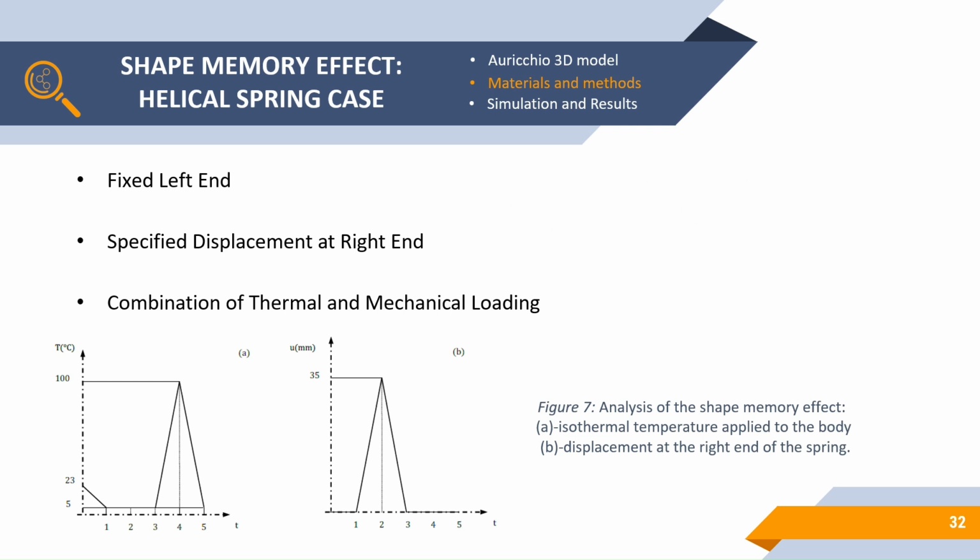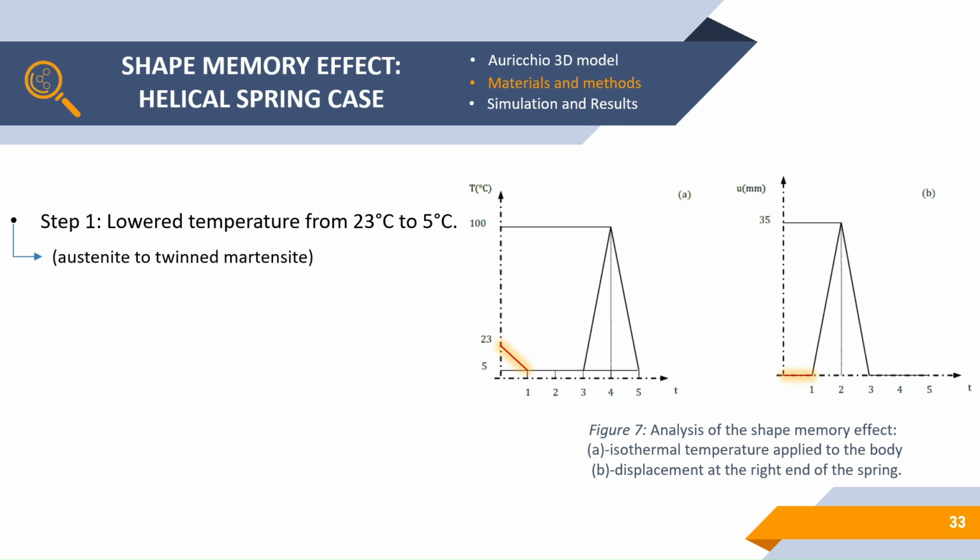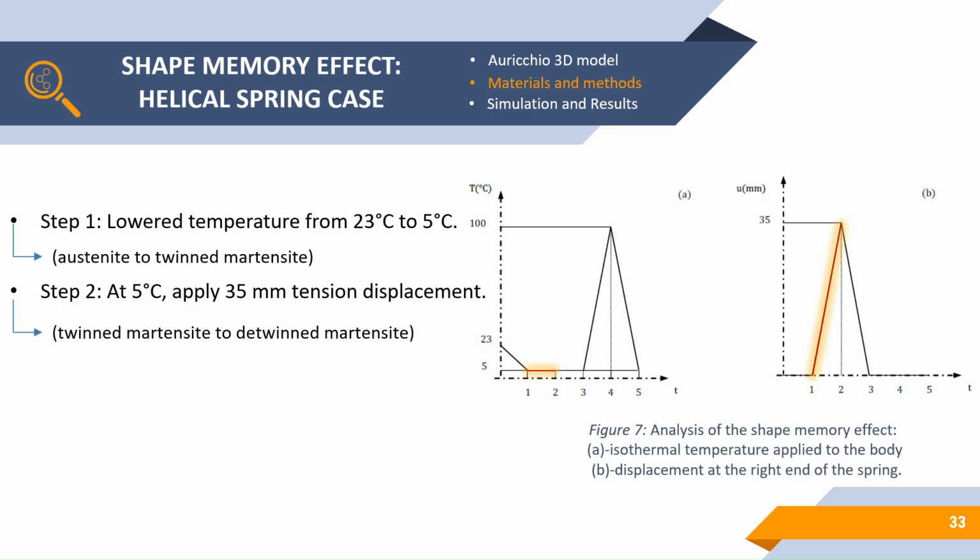Now, to analyze the shape memory effect of the helical springs, we used a combination of thermal and mechanical loading following 5 different steps as shown in figure 7. In the first step, we lowered the temperature from 23 degrees Celsius to 5 degrees Celsius, causing a phase change from austenite to twinned martensite. In the second step, at 5 degrees Celsius, we apply a 35 mm tension displacement, causing a phase change from twinned martensite to detwinned martensite.